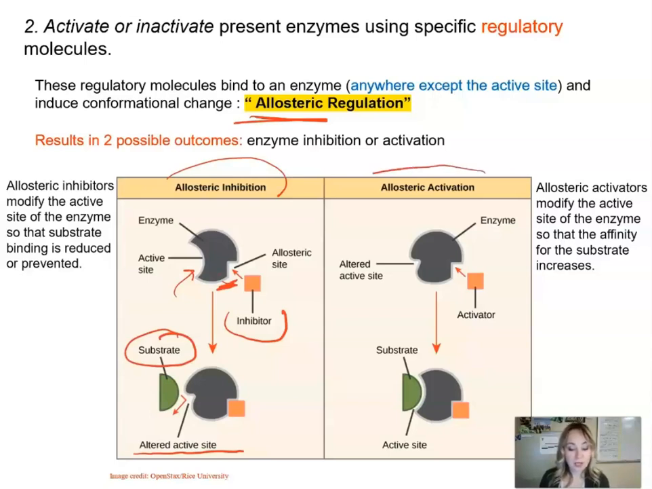Here's another way to regulate the enzyme. So this would be allosteric activation. So suppose the active site right here is not compatible with the substrate. So when an activator molecule binds allosterically to this enzyme, the enzyme undergoes conformational change, and now this change provides a compatible active site for the substrate. So this enzyme is now functioning, but this activator is the one that's binding allosterically to it and causing that change in the active site.